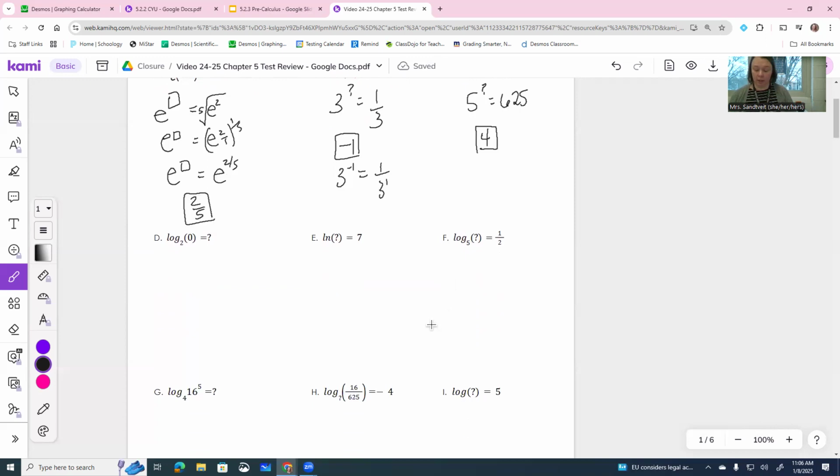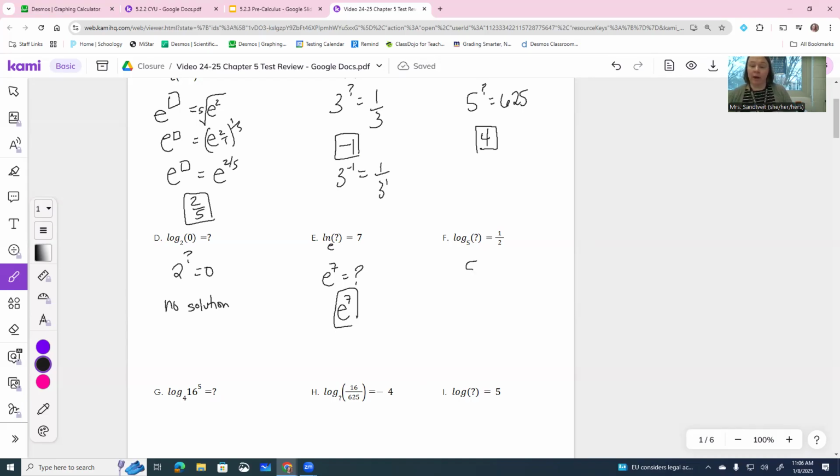All right, for D, thinking 2 to what power is 0? And there is nothing. I can't take 2 to any power to get it to equal 0. It's just impossible. So there is no solution. Remember, you can't take the log of anything 0 or anything negative. It just isn't possible. All right, here, again, the base is e if it's a natural log. So e to the 7th equals my question mark. And that's all I can do. My answer is just e to the 7th.